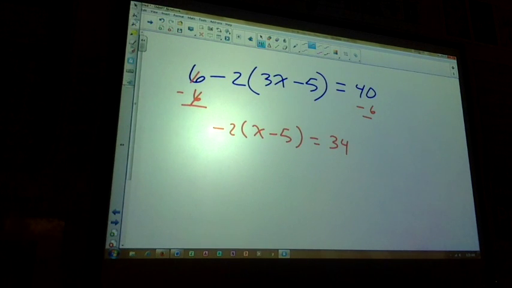Okay? So now this is one of the ways that we could solve it. I could divide both sides by negative 2 first. Or I could distribute the negative 2 over the parentheses. How did 3x?